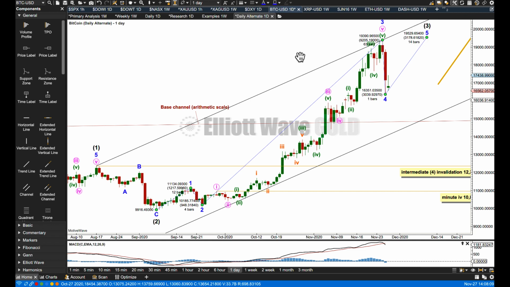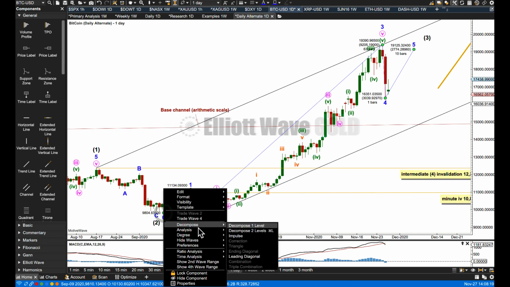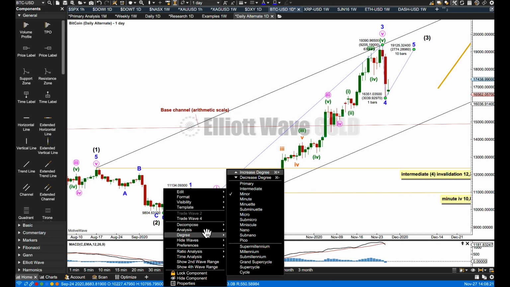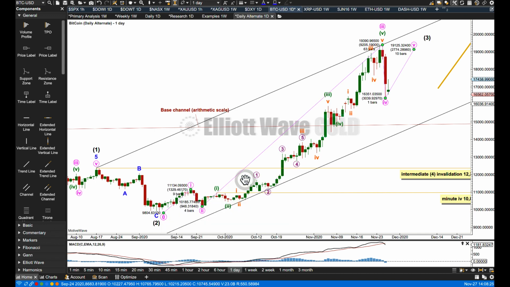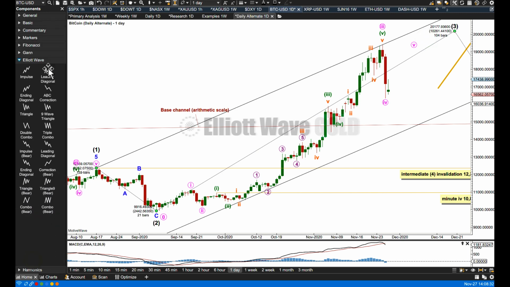If I wanted to change the degree of labeling here within intermediate 3, I can disconnect the beginning and the end, and then I can control degree. Let's see, decrease the degree. So I want to move it all down once. Sometimes you need to do this, and so this is how I do it.